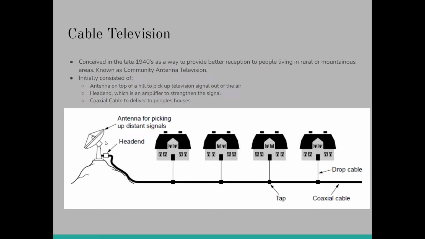So first you had the antenna that sat on top of a hill. The antenna would just pull the television frequency from the air, and then it would be sent to a head end. A head end was just an amplifier that was used to strengthen the signal, and then that signal was sent through a coaxial cable that was placed in, for example, a neighborhood, and then that same coaxial cable would just carry it to each house.